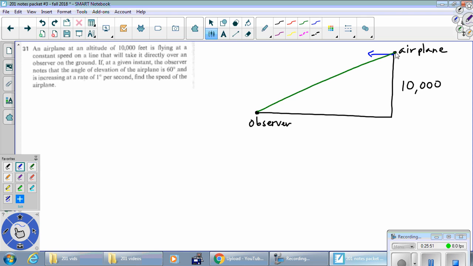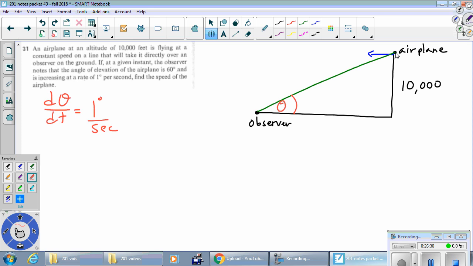It feels like maybe Pythagorean theorem here, but that is not right. We are going to label the angle of elevation. Again, it's the angle between the horizontal and the line that the observer is looking at. So it is this angle right here. That is the angle of elevation. And it says the angle of elevation is 60 degrees at one moment in time and is increasing at a rate of 1 degree per second. So the d theta dt is 1 degree per second. And I'm not going to put the theta equals 60 just yet because I don't want to fix it at this moment yet. I'll put in the 60 later on.